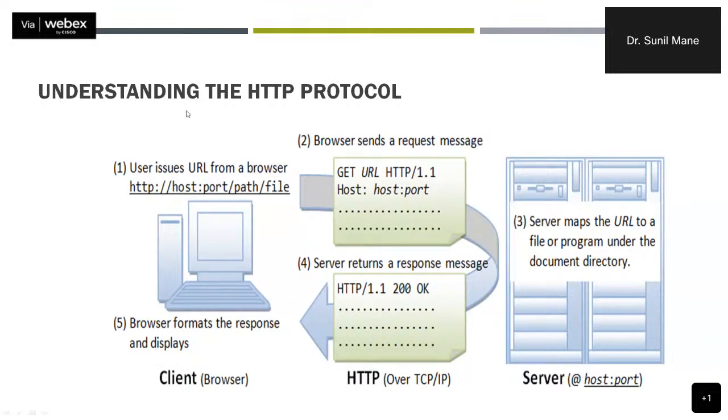Understanding how exactly the HTTP protocol works, as I told you in the last slide: you put a URL in the browser, and the browser sends this request like this: GET URL HTTP/1.1, host is equal to, port number and so on. This entire request is sent to the server. Then the server maps the URL to a particular file or program present in the document directory and so on. The requested pages are taken back, and the response is sent back to the client.